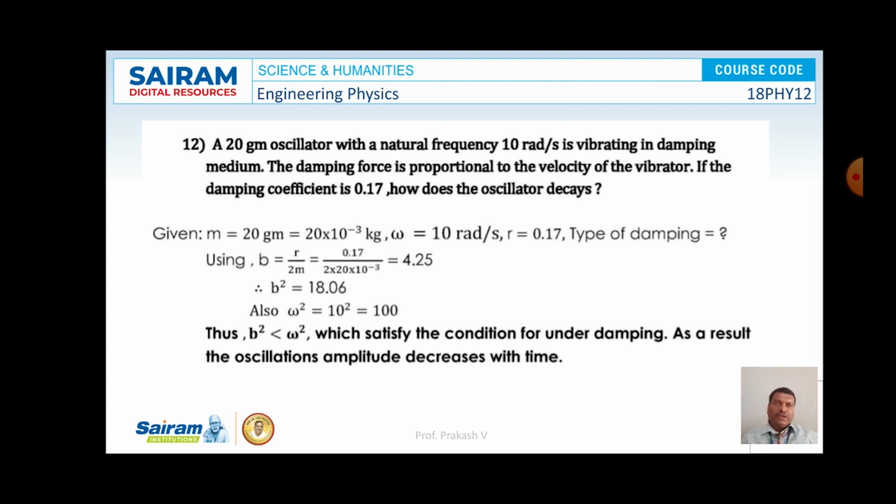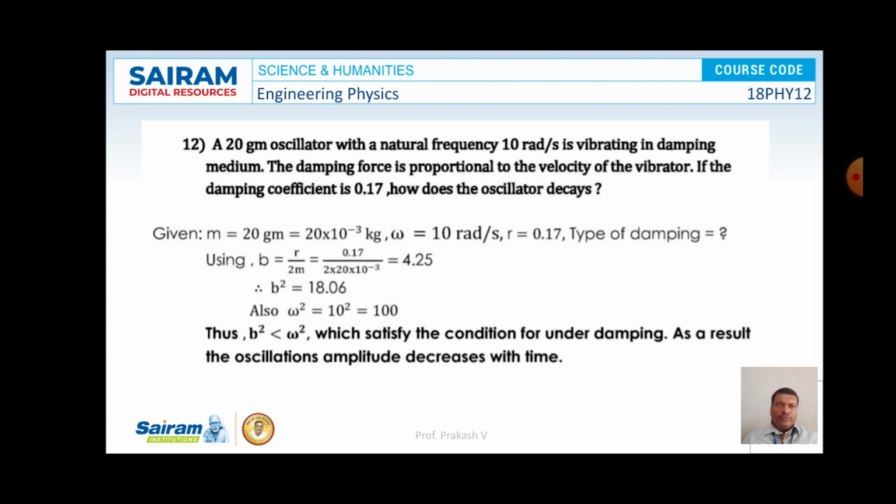So here the given data is m is 20 into 10 to the power minus 3 kg, omega is equal to 10 radians per second and r is equal to 0.17. And what is the type of damping here? Using the formula b is equal to r by 2m, we can calculate the value of b as 0.17 by 2 into 20 into 10 to the power minus 3, that is equal to 4.25, and hence b square is equal to 18.06. Also omega square is equal to 10 square, that is equal to 100.